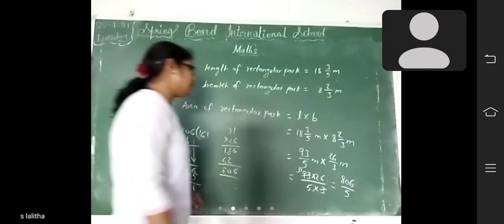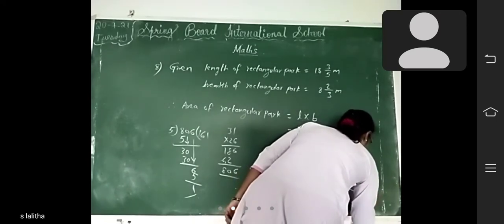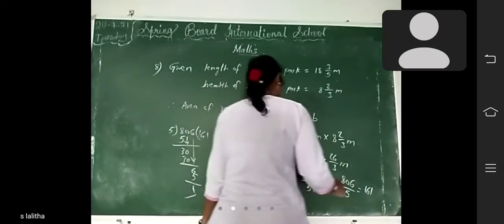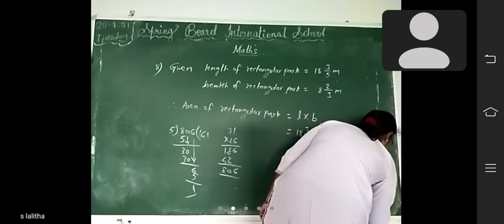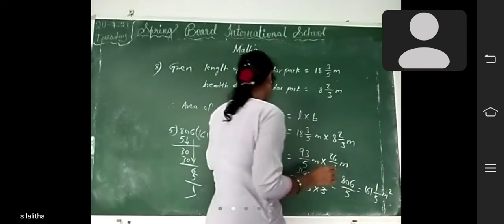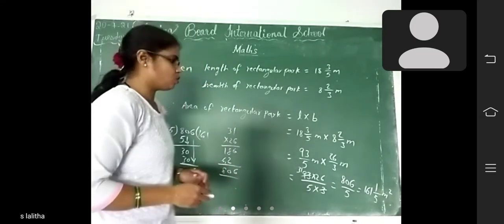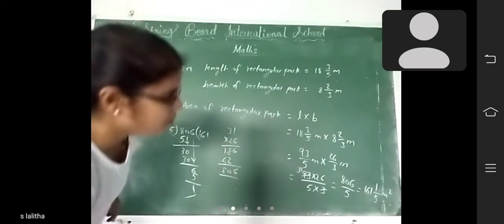So 161 1/5 meter square. Why? Because it is area, so that's why meter square. Okay, come on, write.